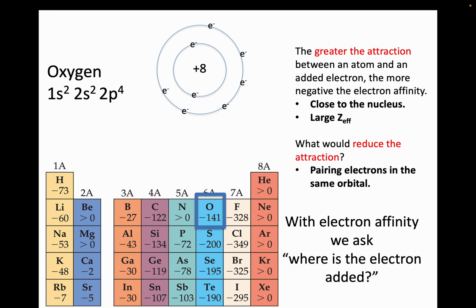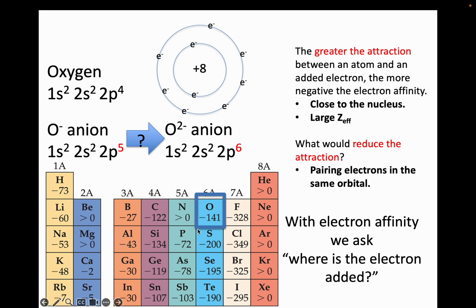One more scenario to consider. How about oxygen? It says oxygen has a negative, exothermic electron affinity. Okay, that makes sense. If I'm making an oxygen minus anion, I can put the electron into the 2p. The electrons there are experiencing a rather large effective nuclear charge. I have space to add another electron, and it would also experience a large effective nuclear charge. So it makes sense why that would be favorable. But what if we were to go on?